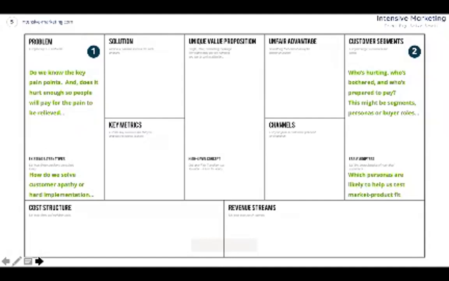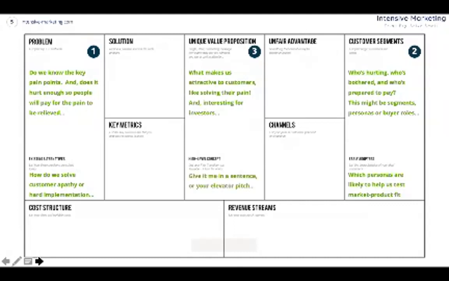Let's keep going. So number 3 is your unique value proposition. And this is quite interesting. What makes you attractive to customers, like solving their pain point, and the fact that you resonate with them? And this is quite interesting for investors. Investors want to know what makes you different. Why should I put my money into you? Why should I back this horse over another horse? And one of the ways that you can do that is to give a really compelling message. And this is what the high-level concept is. Give it to them in a sentence.